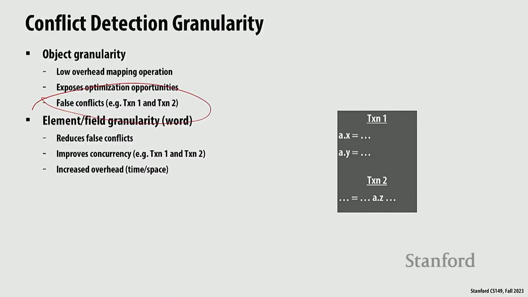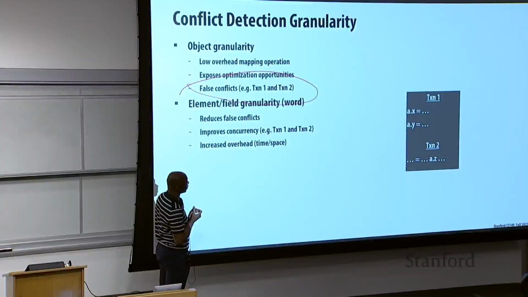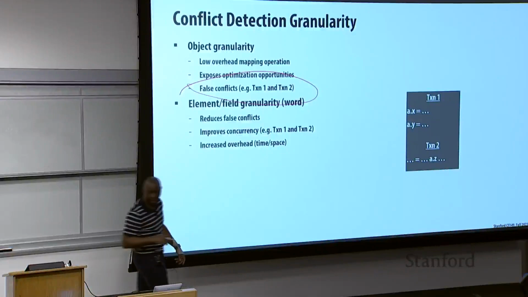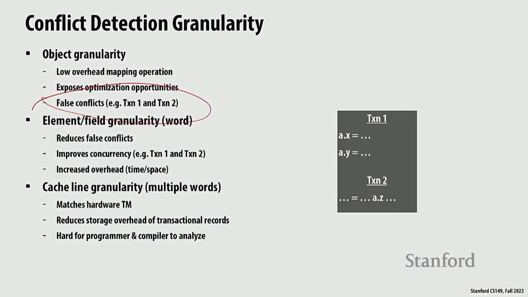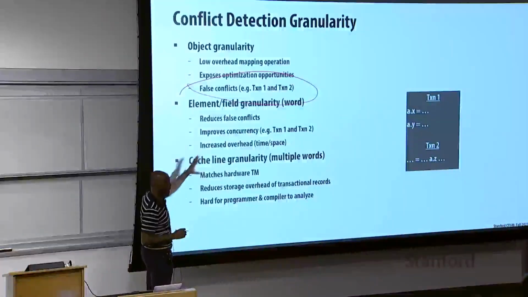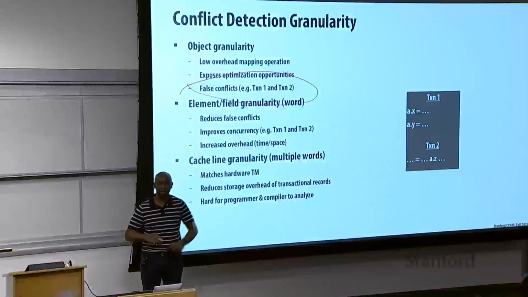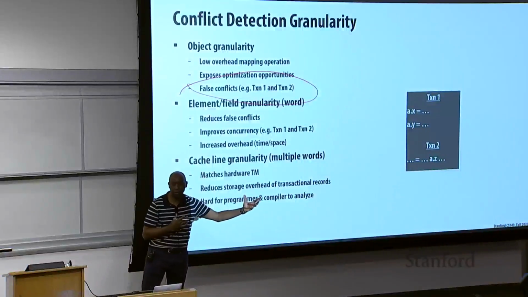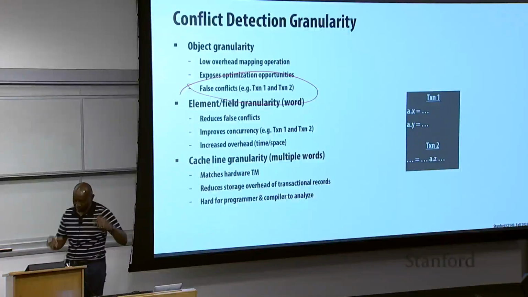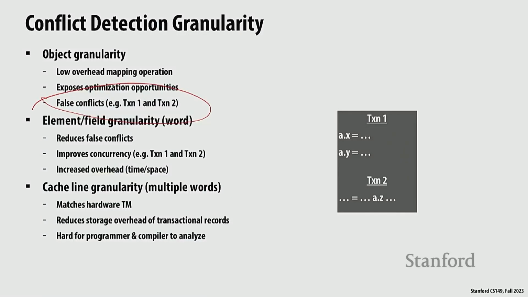So that's the benefit. And of course, the downside of doing things at the element or field granularity is increased overhead, right? And then, of course, you can imagine doing things at cache line, because that matches what you might do in hardware, but then this doesn't have a direct analog with what you wrote as a programmer, so it might be difficult to understand what's going on.